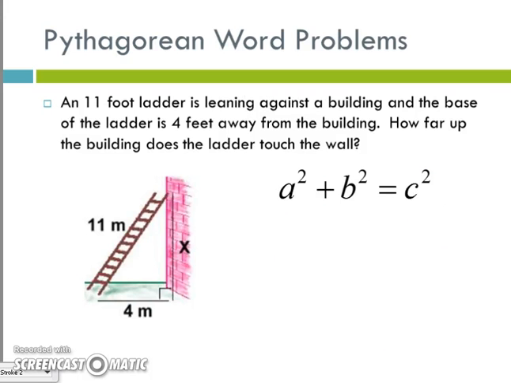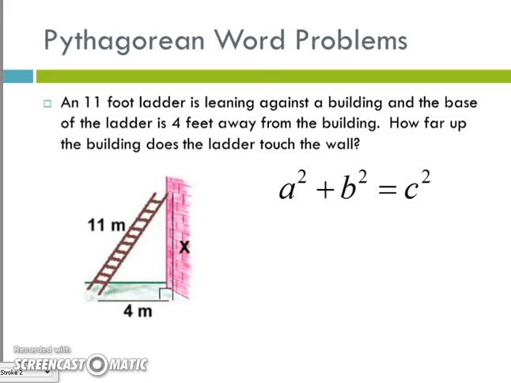And you can also use the Pythagorean theorem with word problems. It helps with these to actually draw a picture. In this case, an 11-foot ladder is leaning against a building, and the base of the ladder is 4 feet away from the building. How far up the building does the ladder touch the wall?